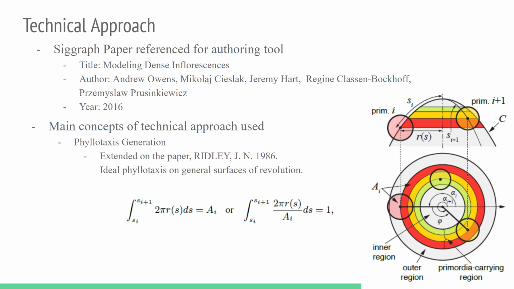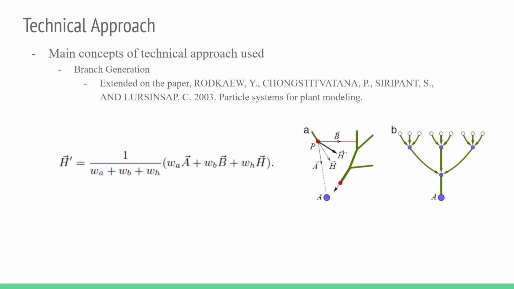Our authoring tool is based on the SIGGRAPH paper named Modeling Dancing Inflorescence, which is a 2016 SIGGRAPH paper. And for our main concept of the technical approach for phyllotaxis, it is extended on the Reddy paper, and it can generate the primordia along the curve on the revolving support surface, which can generate spiral phyllotaxis pattern based on the recursive equation.